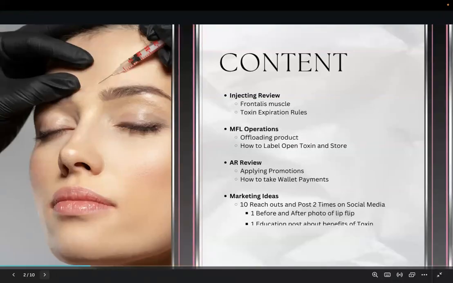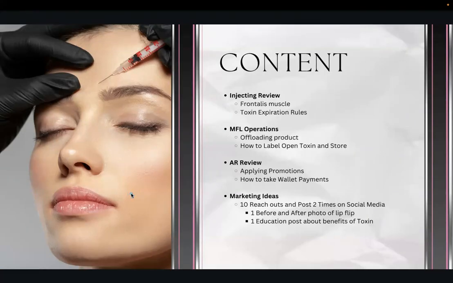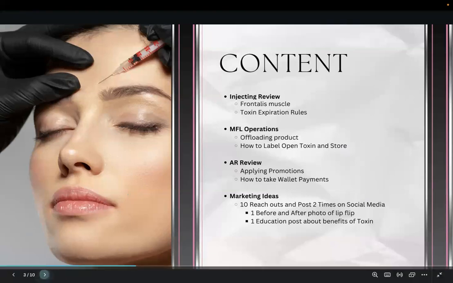All right, so this week we're going to go over frontalis injections and then also talk about some toxin rules. For MFL operations, we're going to go over offloading product and then also how to label product as well. And then we're going to go over our AR review, how you apply promotions and how to take wallet payments. And then finally, we have our marketing homework.